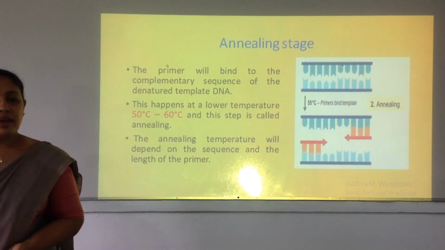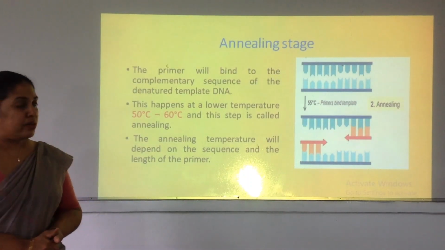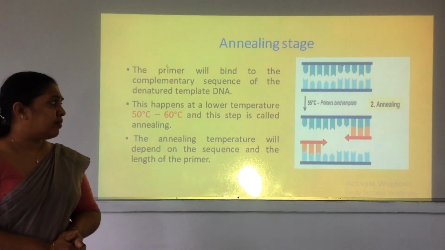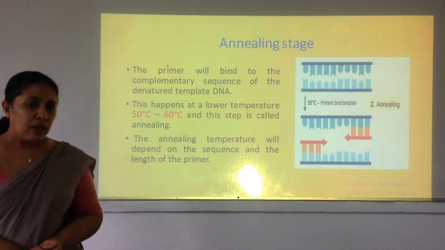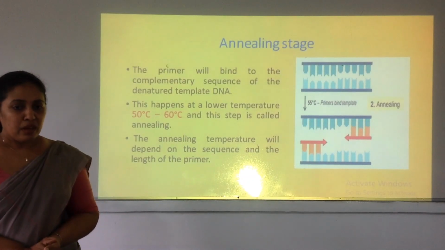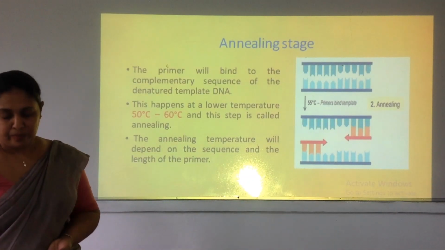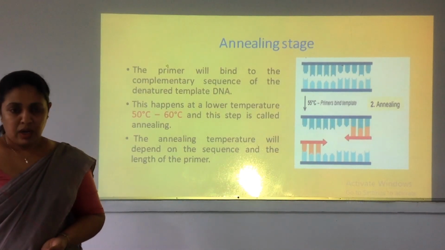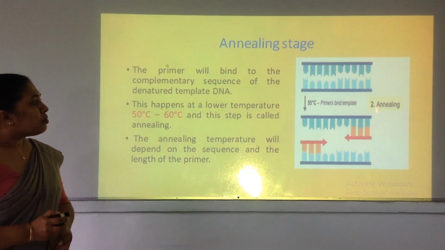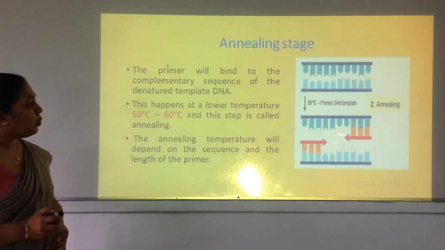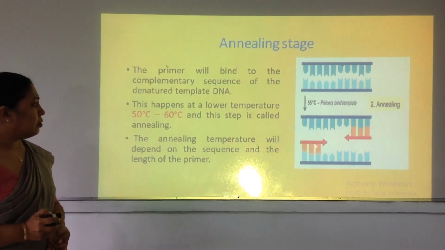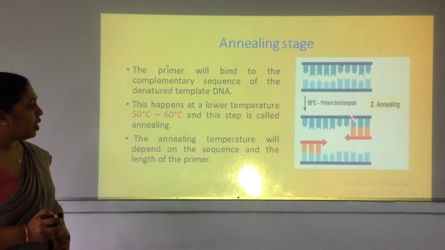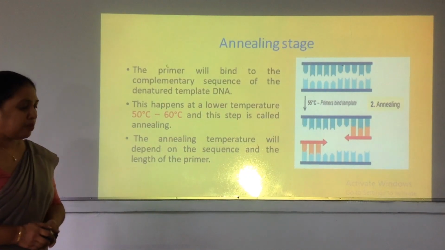So when we go to the annealing stage, the second stage, the temperature is dropped from 95 to 55 degrees Celsius. So what happens there? The primer is annealing. You can see the double-stranded DNA is separated now. The primers are annealing here, and it has this annealing temperature, and primers are binding at this temperature.